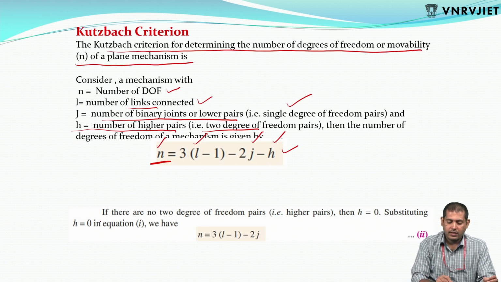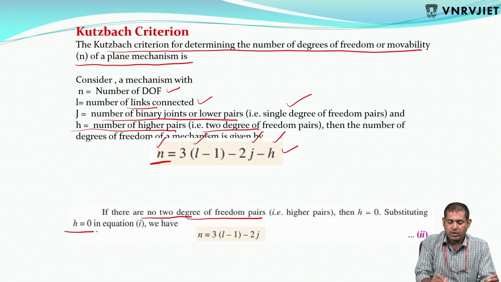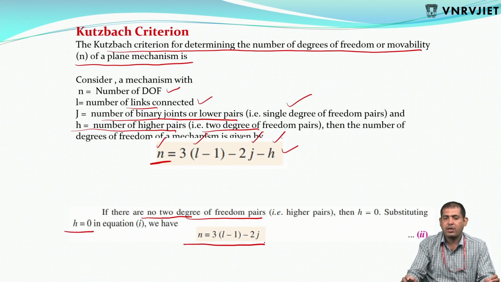Next, if there are no 2-degree-of-freedom pairs, meaning H equals 0, no higher pairs, then substituting H equals 0 in the equation, n = 3(L - 1) - 2J.